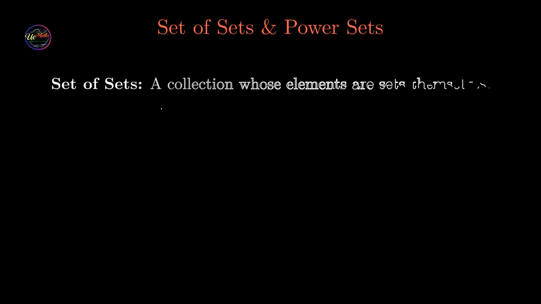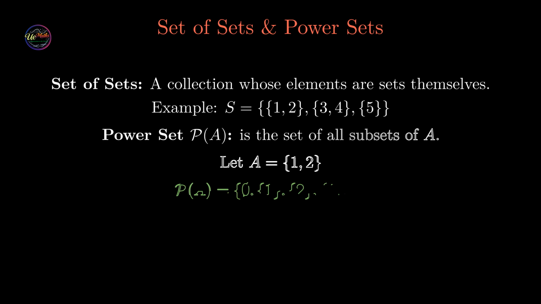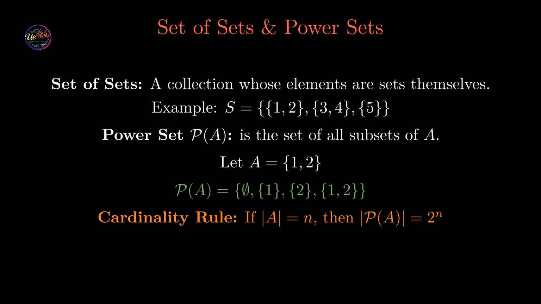A set can also contain other sets as elements. Then we call it a set of sets. A prime example is the power set. The power set of a set A is the collection of all subsets of A, including the empty set and the set A itself. If a set contains n elements, its power set will contain 2 raised to the power of n elements. We will describe it visually another time.